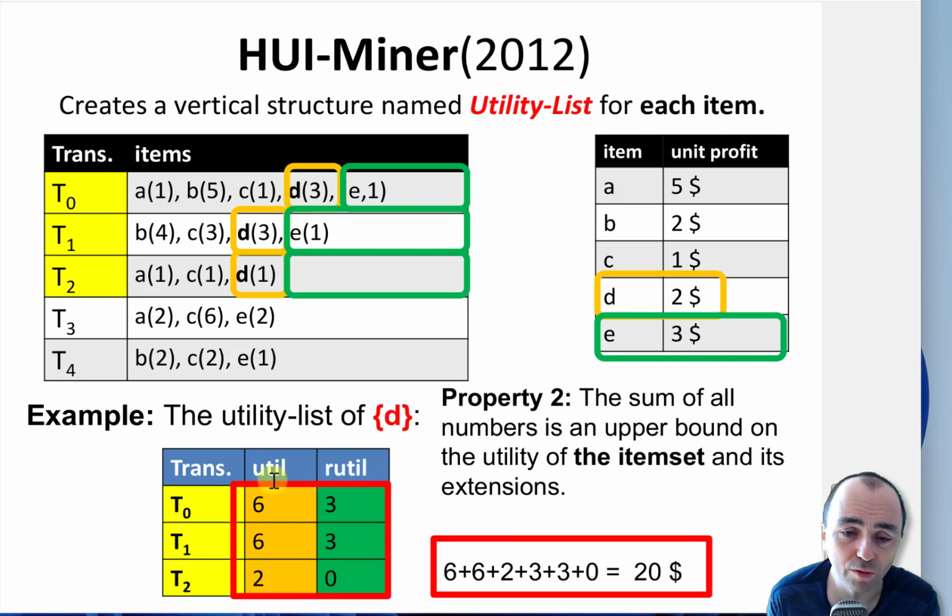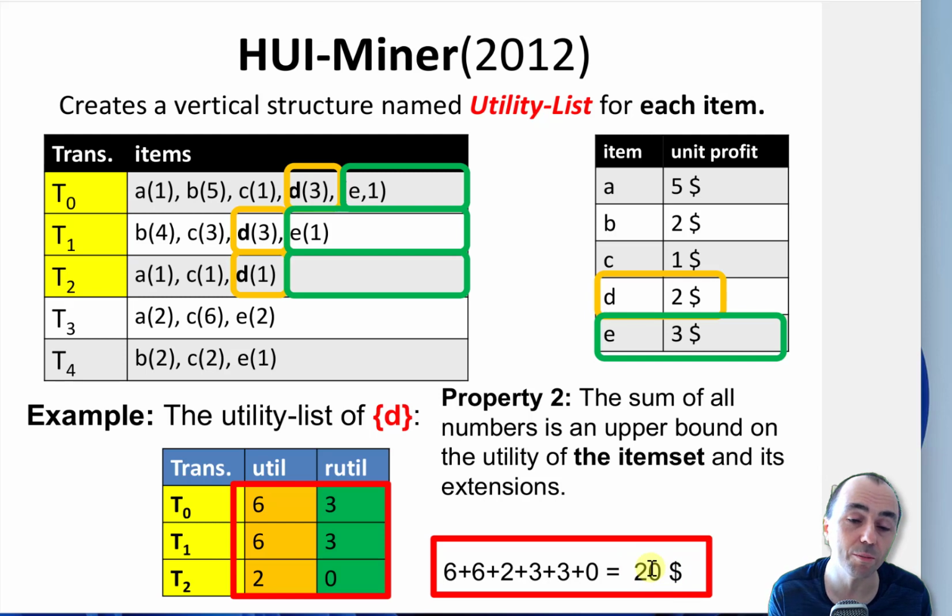If you do the sum of the 2 columns here, the utility and the remaining utility, it will give you some number like $20, and this will be an upper bound on the utility of all the extensions of D. So if you make an extension like D and something else after D, like DE, it cannot have more money than $20. So this is very useful, because if you search for item sets that start with D, like DE or DEF and so on, you know that it cannot make more than $20.